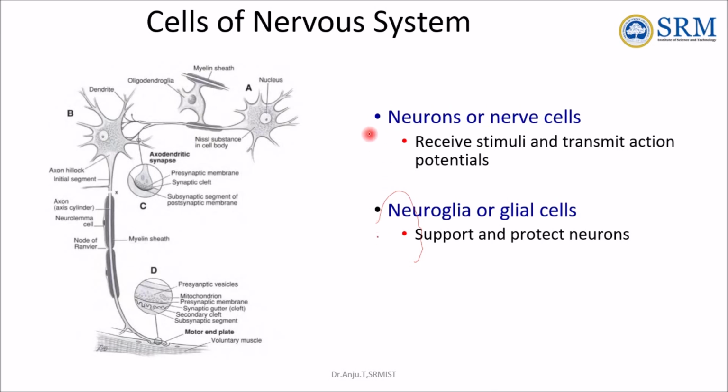So the major type of cells in the nervous system are the nerve cells, also called neurons. They perform the function of receiving the stimuli and transmitting the action potential, that is the signals. There are other types of cells, the neuroglial cells or glial cells, which support and protect the neurons.